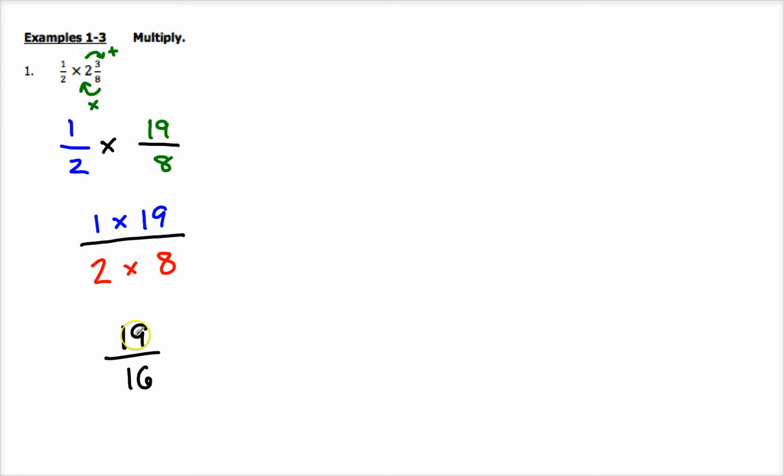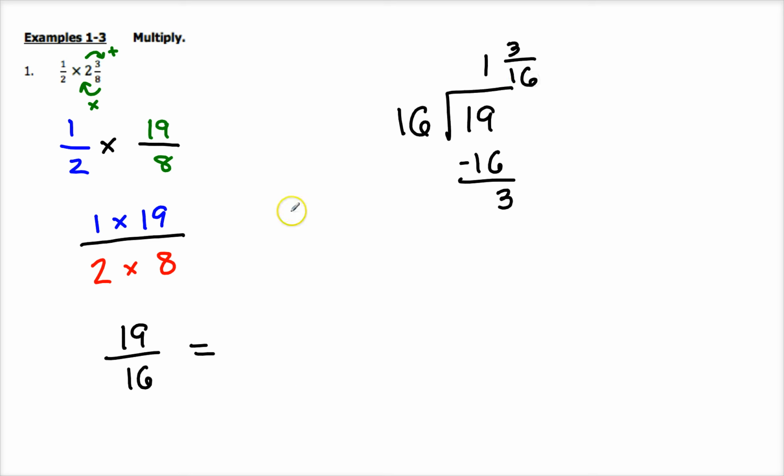So now I have the improper fraction 19 over 16, which I'm now going to change to a mixed number by dividing. So 16 will go into 19 one whole time, and my remainder for this one will be 3. So we get the mixed number 1 and 3/16.